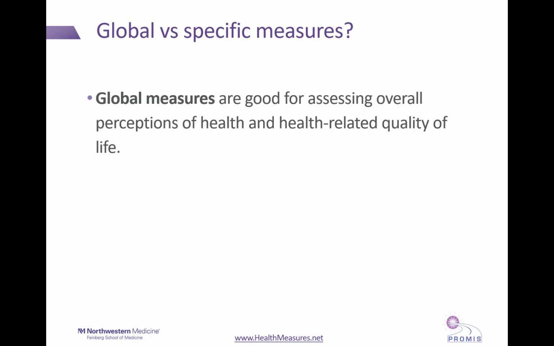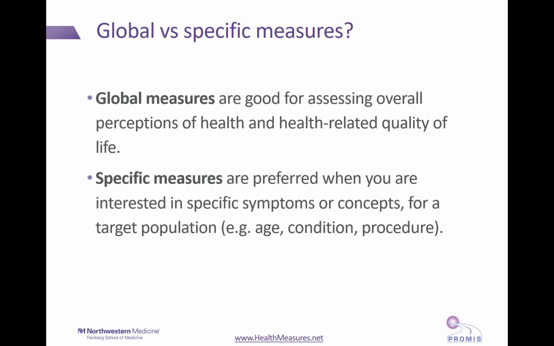Another factor to consider when selecting a PRO is whether one wants a global or specific measure. Global measures are good for assessing overall perceptions of health and health-related quality of life. These may be measures like the PROMIS 29 that are not intended for or designed for a specific patient population, but can be used to compare patients across different patient populations or to compare clinical and non-clinical populations. In other cases, individuals may want to use or think about specific measures. Specific measures are preferred when you are interested in very precise symptoms or concepts for a target population, for example, as defined by age, condition, or procedure.